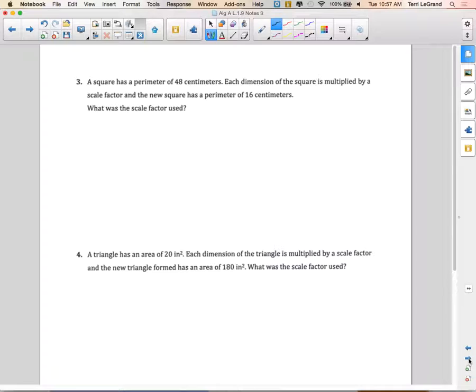We got this square. It has a perimeter of 48 centimeters, so all the way around it, all together, is 48 centimeters. Then each dimension of the square is multiplied by a scale factor. They didn't tell us what it was, though. And the new square has a perimeter of 16 centimeters. Okay, so first of all, is the new square smaller or bigger? Smaller, right? So we have this square, and it got smaller. Okay?